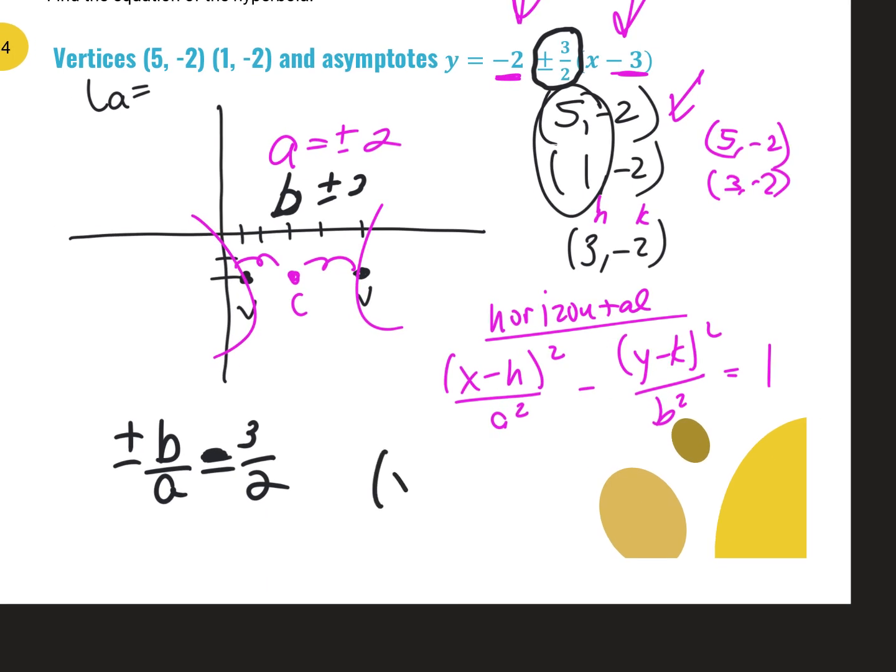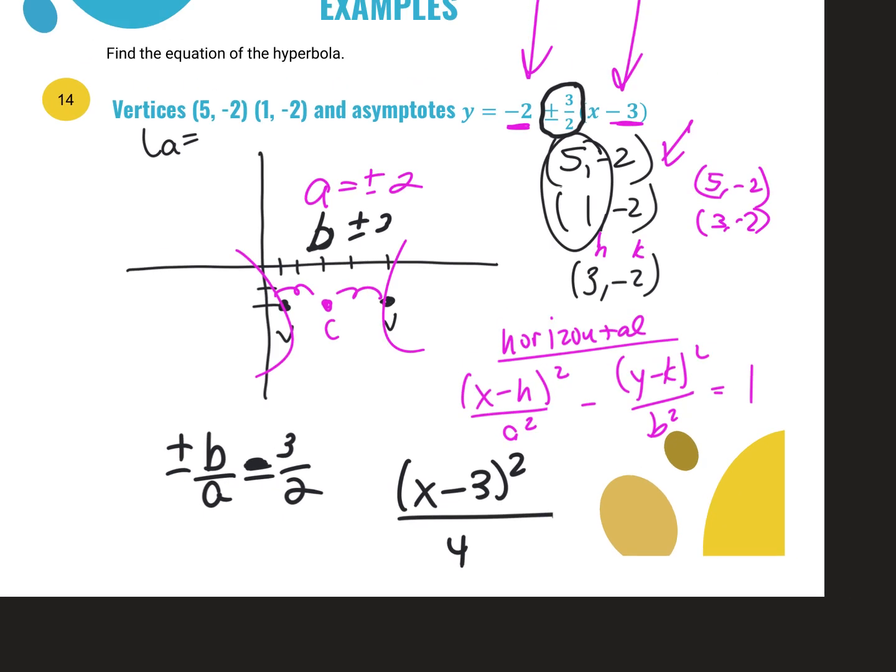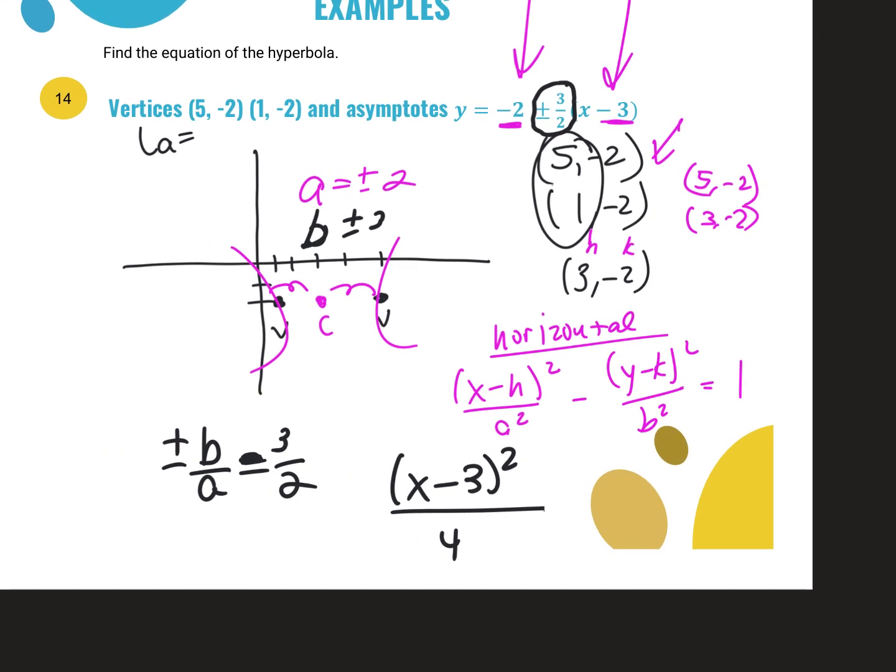So it's x minus, what's your h value of your center? 3 squared over a squared is 4. Sorry, I kind of missed how you got... Okay, so the equation of an asymptote. But what are those other numbers? Well, the equation of the asymptote is 3 over 2, correct? Okay, so 3 over 2, that's our B over A or A over B.